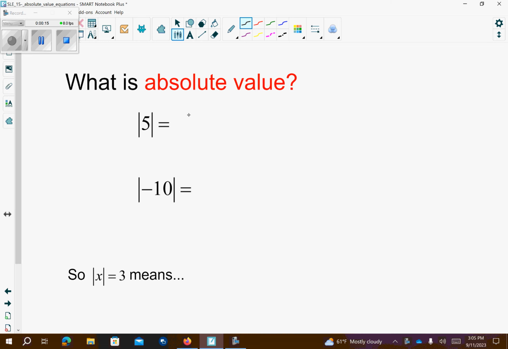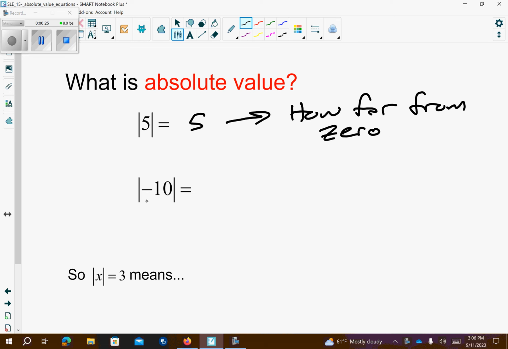Okay, so the absolute value of 5 is 5. That is how far from 0 I am. Now, if I have the absolute value of negative 10, that's going to be positive 10, because again, it's a distance. How far from 0?